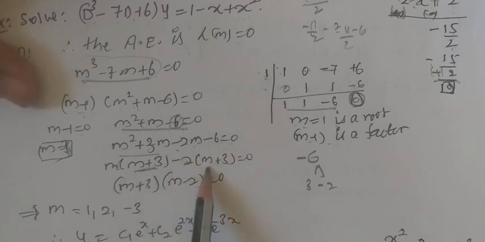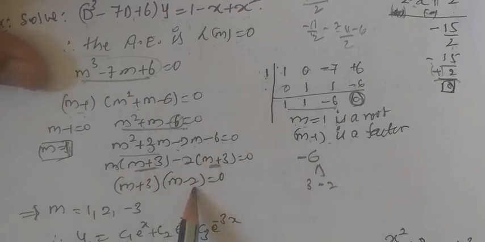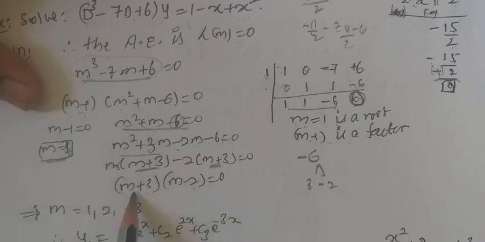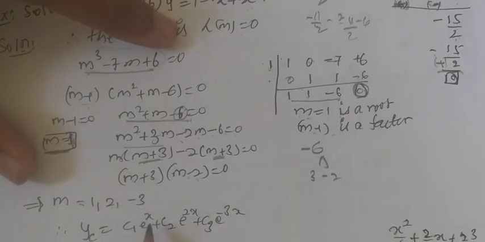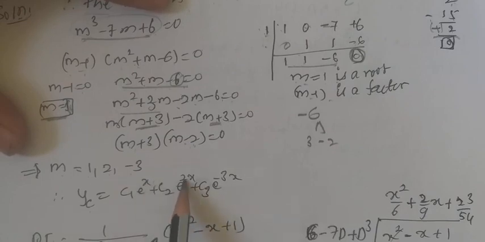So again m plus 3 is a common factor here, take that outside. From the first term you are left with the m, from the second term you are left with the minus 2. So it becomes (m plus 3) into (m minus 2). Already you got m is equal to 1 as a root. Making these two factors equal to 0, you will get m is equal to 1, 2 and minus 3 as the required roots. Therefore, the complementary function is written as yc is equal to c1 e to the power x plus c2 e to the power 2x plus c3 e to the power minus 3x.